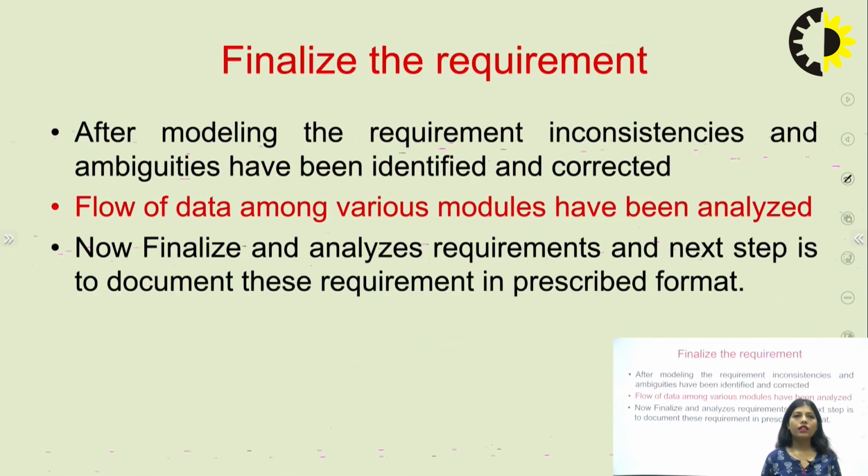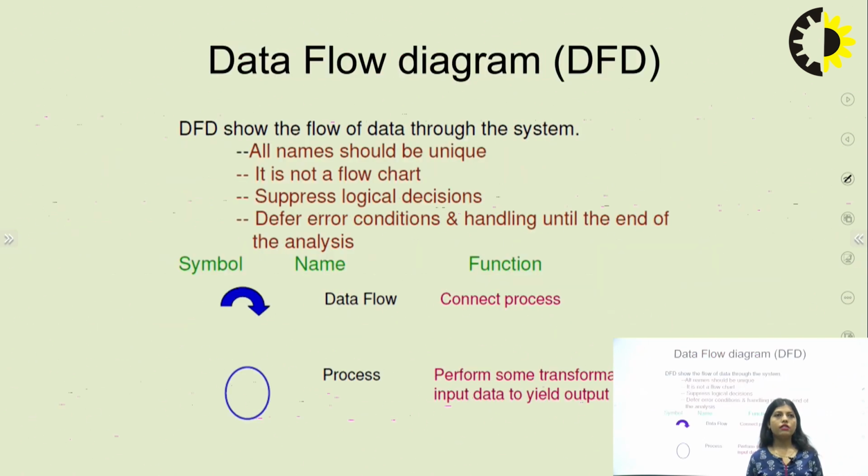After that, finalize the requirement. After designing the diagrams and completing the modeling, the requirement inconsistencies and ambiguities are identified and corrected. The flow of data among various modules is analyzed. So now we finalize and analyze the requirement, and the next step is to document these requirements in the prescribed format.